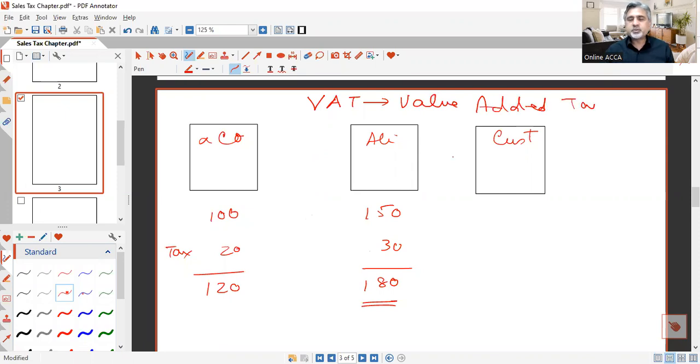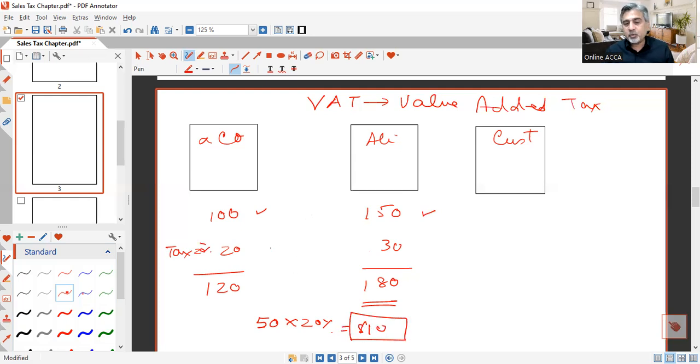tax, okay? So when I purchased this cell phone, its value was 100. When I brought it to my shop, I put a price of $150. So value added, how much value I have added? How much value I have increased? You can see that I have increased a value of $50, 150 minus 100. Because I bought it for 100, I increased the price, I made it 150, and I said I'm increasing the value by 50. 50 into 20%, the rate which we are supposing here is 20%. 50 into 20% is $10.